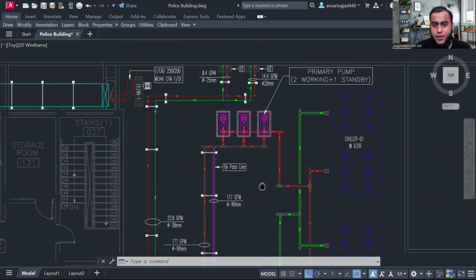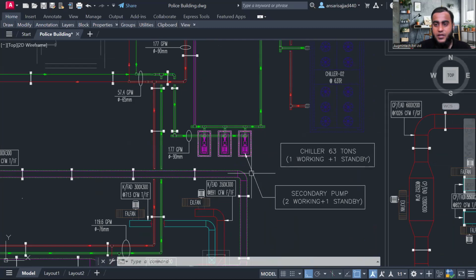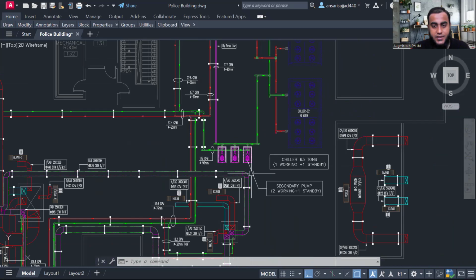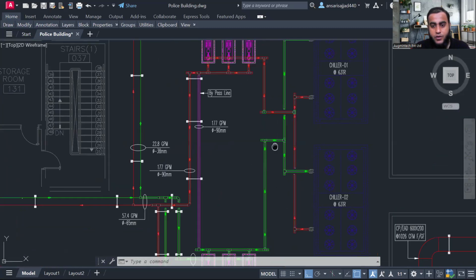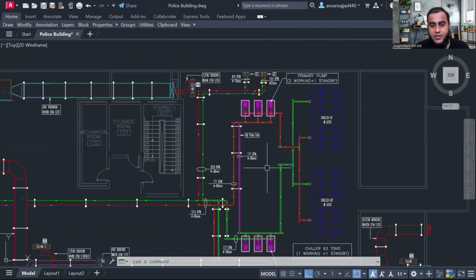All of you know, what is the primary pump responsible for? The primary pump is responsible for supplying the water from the AHU, from any mechanical equipment, to the chiller. And the secondary pump is responsible for supplying the water from the chiller to each and every equipment. Correct? And whatever line you can see, this green line is our chill water supply line and the red color is our chill water return line.